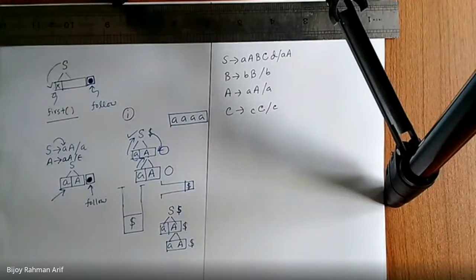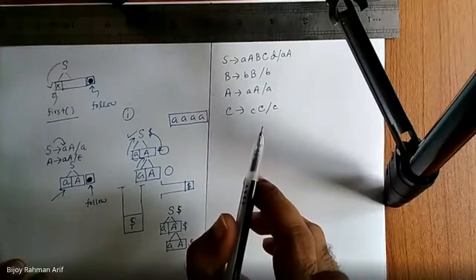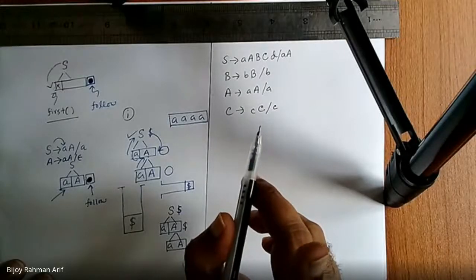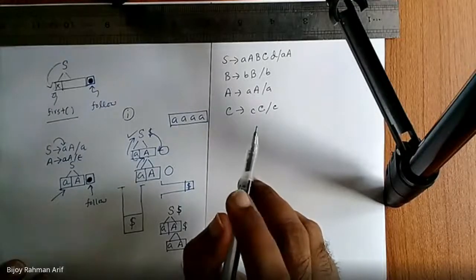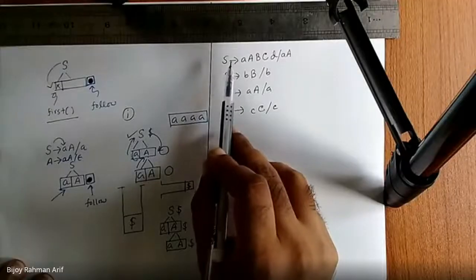So, what is the first of S? We shouldn't start with S. We should start with the easier step. Why should we not start with S? Because it is complicated. No, we are finding follow. We are not finding first. Follow rules are different. Okay, sir.